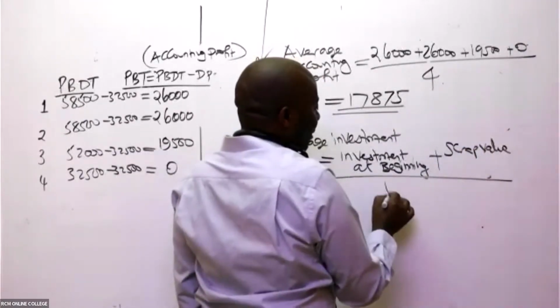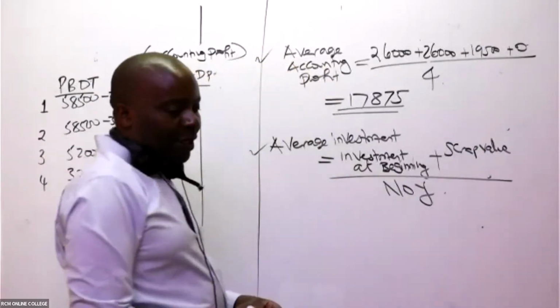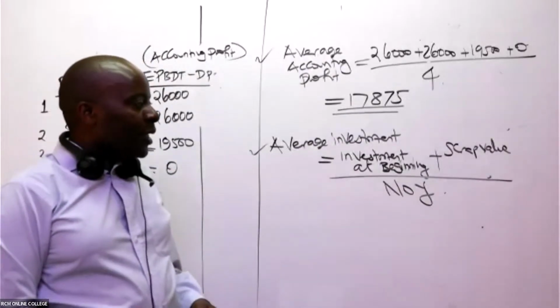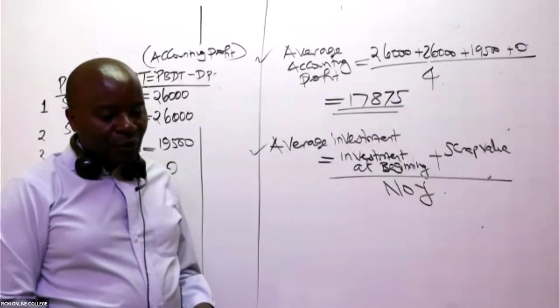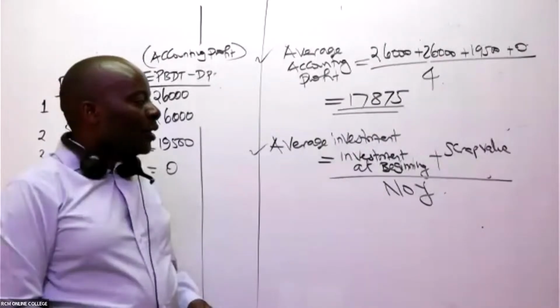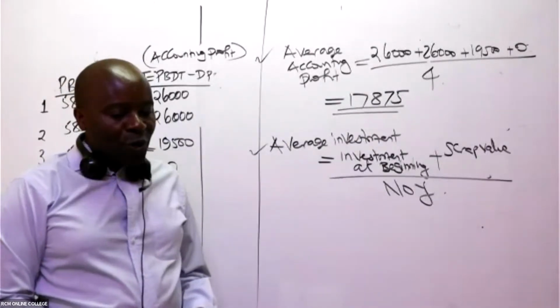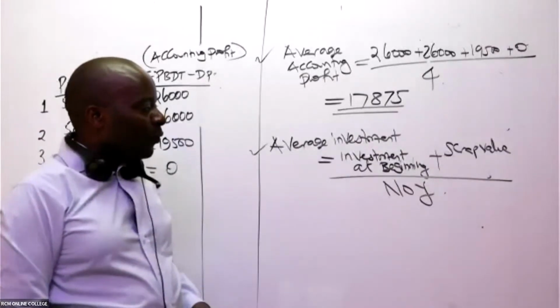And then we'll come and divide this by number of years. So you take investment at the beginning plus our scrap value, and you divide this by number of years.